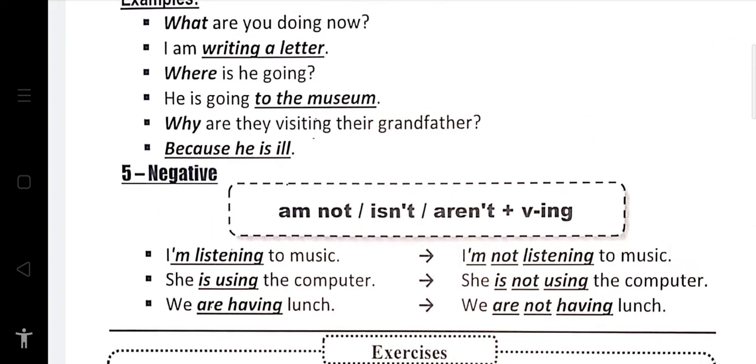What about the negative form? If we wanted to get the negative form of this tense, we have to add not after am, is, or are. But actually, we couldn't abbreviate am with not because we don't have amn't in our language. But actually, we have isn't and aren't. So we have to say am not, isn't, or aren't plus verb plus ing. I'm listening to music. I'm not listening to music. He's using the computer. He isn't using the computer. We're having lunch. We aren't having lunch.